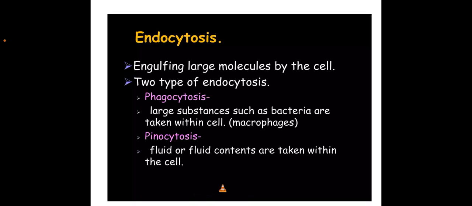Endocytosis: engulfing large molecules by the cell. Two types. Phagocytosis: large substances such as bacteria are taken within the cell. Pinocytosis: fluid or fluid contents are taken within the cell. So that was the whole lecture about the plasma membrane.